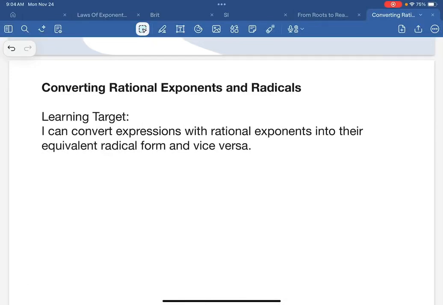Hello class, today's lesson is about converting rational exponents and radicals. And here is the learning target. I can convert expressions with rational exponents into their equivalent radical form and vice versa.